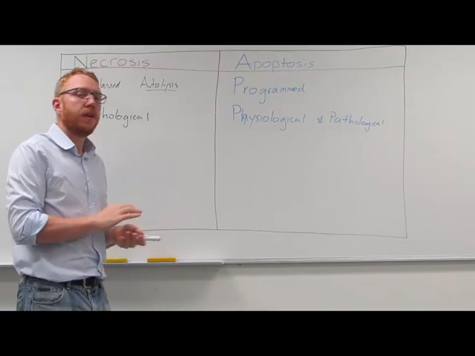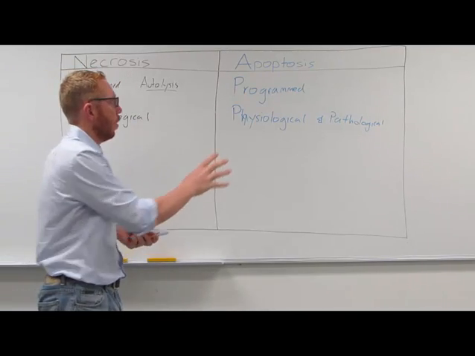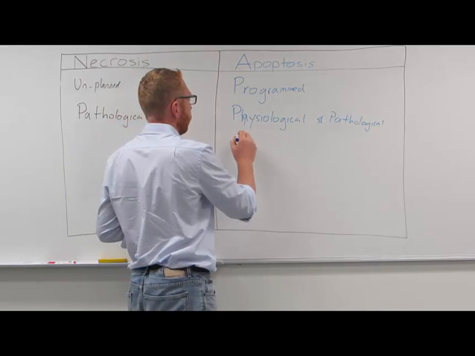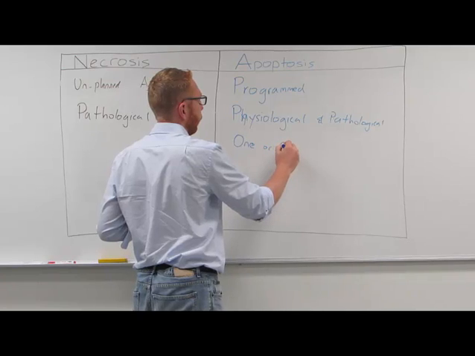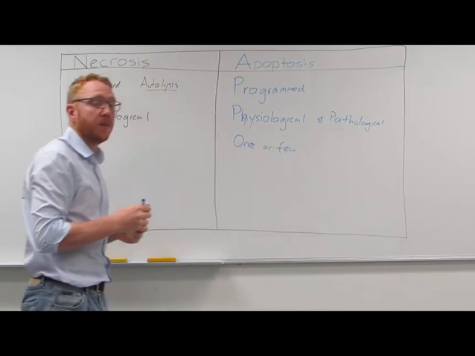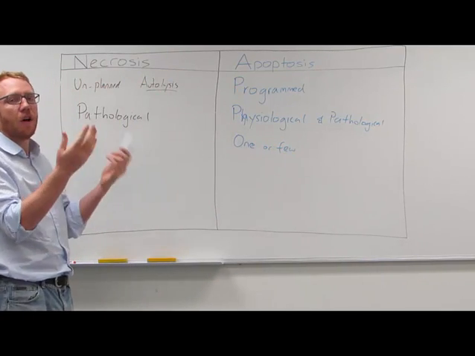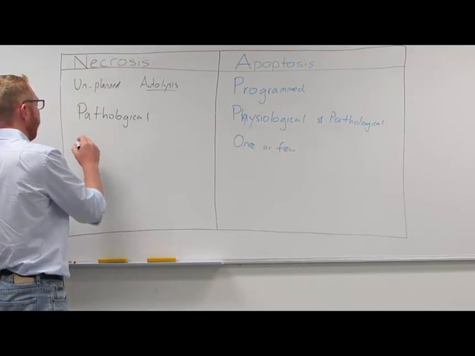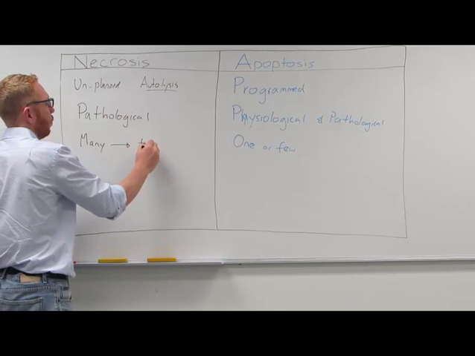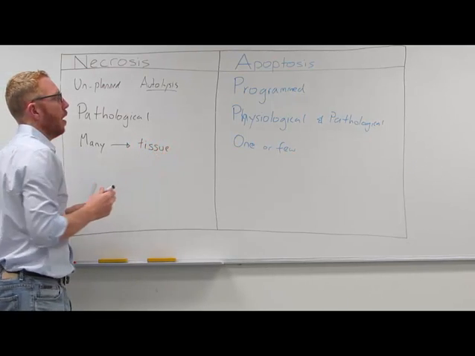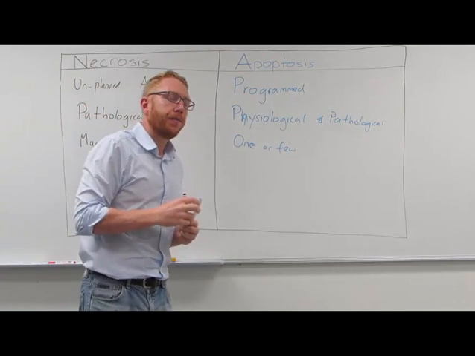The next point is how many cells are involved. Well, with apoptosis, it's usually just one or a couple. Whereas with necrosis, it can actually affect a whole lot of tissue, so it's many, all the way out to a whole group of tissue. So what's the process behind it?